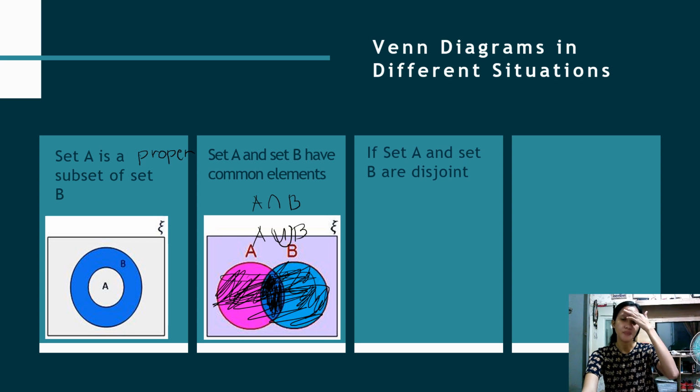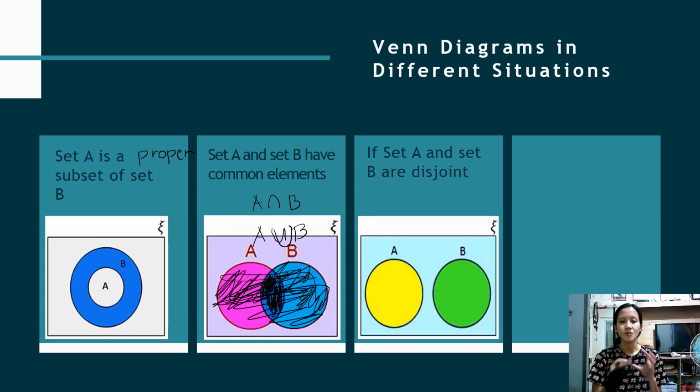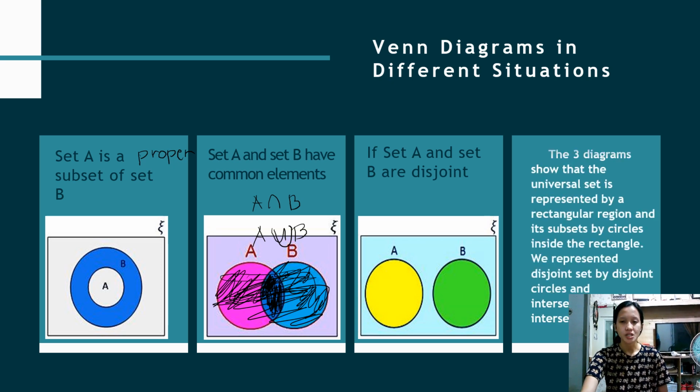Union, i-add mo siya. For the third one, if set A and set B are disjoint, dili siya friend. Wala sila common friend. It's like no common elements, so nagbuwag sila. But still, the two sets are inside the universal set. Okay, the third diagram shows that the universal set is represented by a rectangular region, as you can see there, and its subsets by circles inside the rectangle. Disjoint sets are represented by disjoint circles also. So nagbuwag po sila.